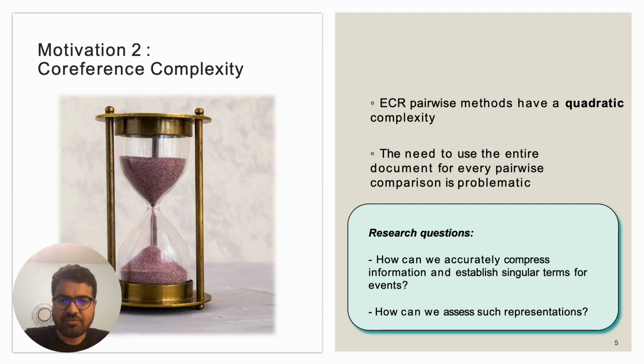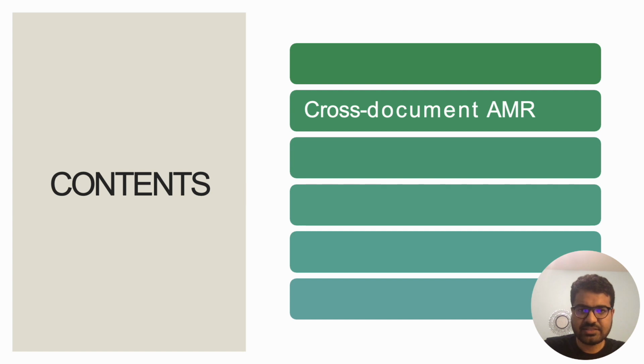In this paper, I will focus mainly on the research questions. A. How can we accurately compress information and establish singular terms for events? And B. How can we assess such symbolic representations efficiently with the linear ECR algorithm? The next sections address these 2 research questions through X-AMR.